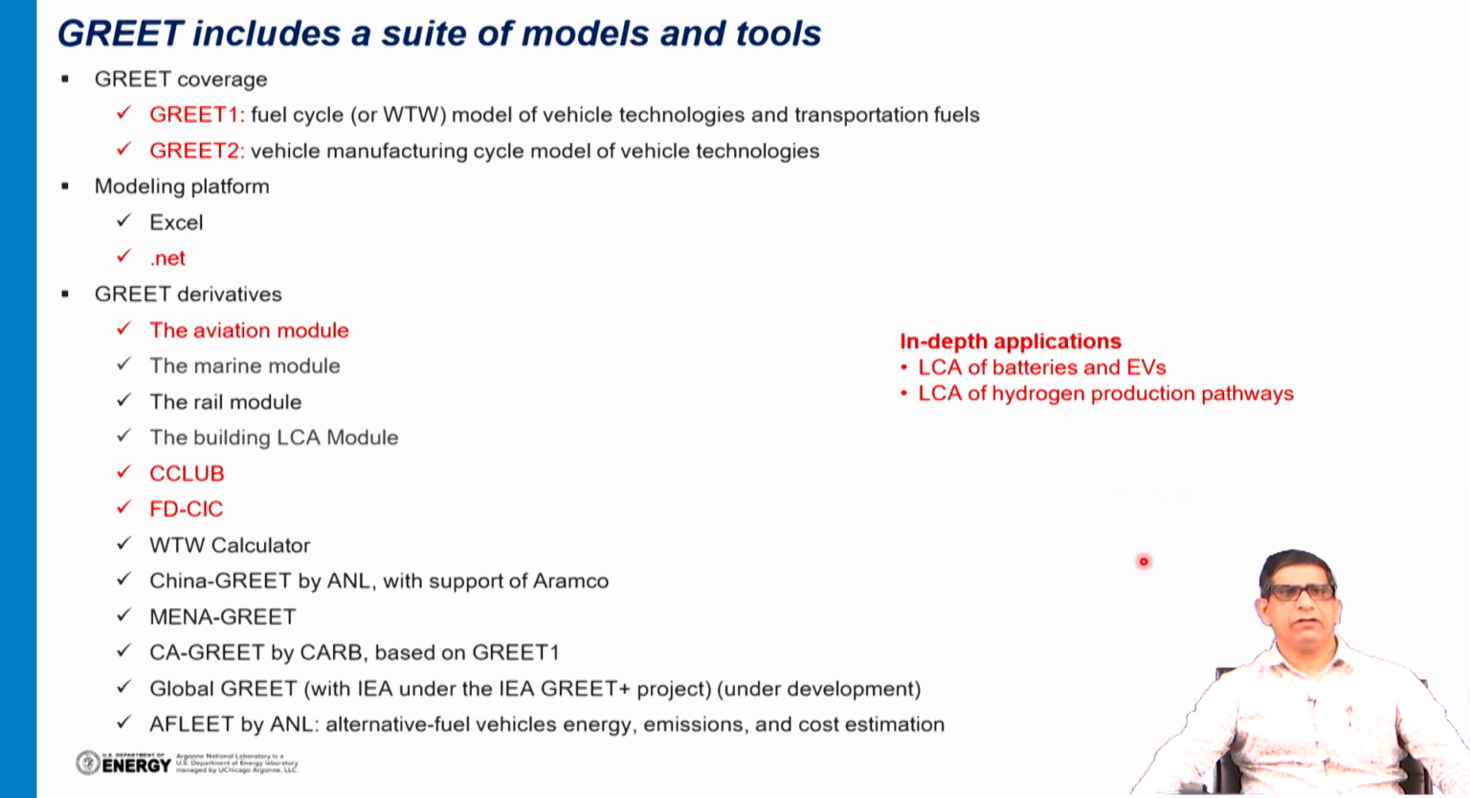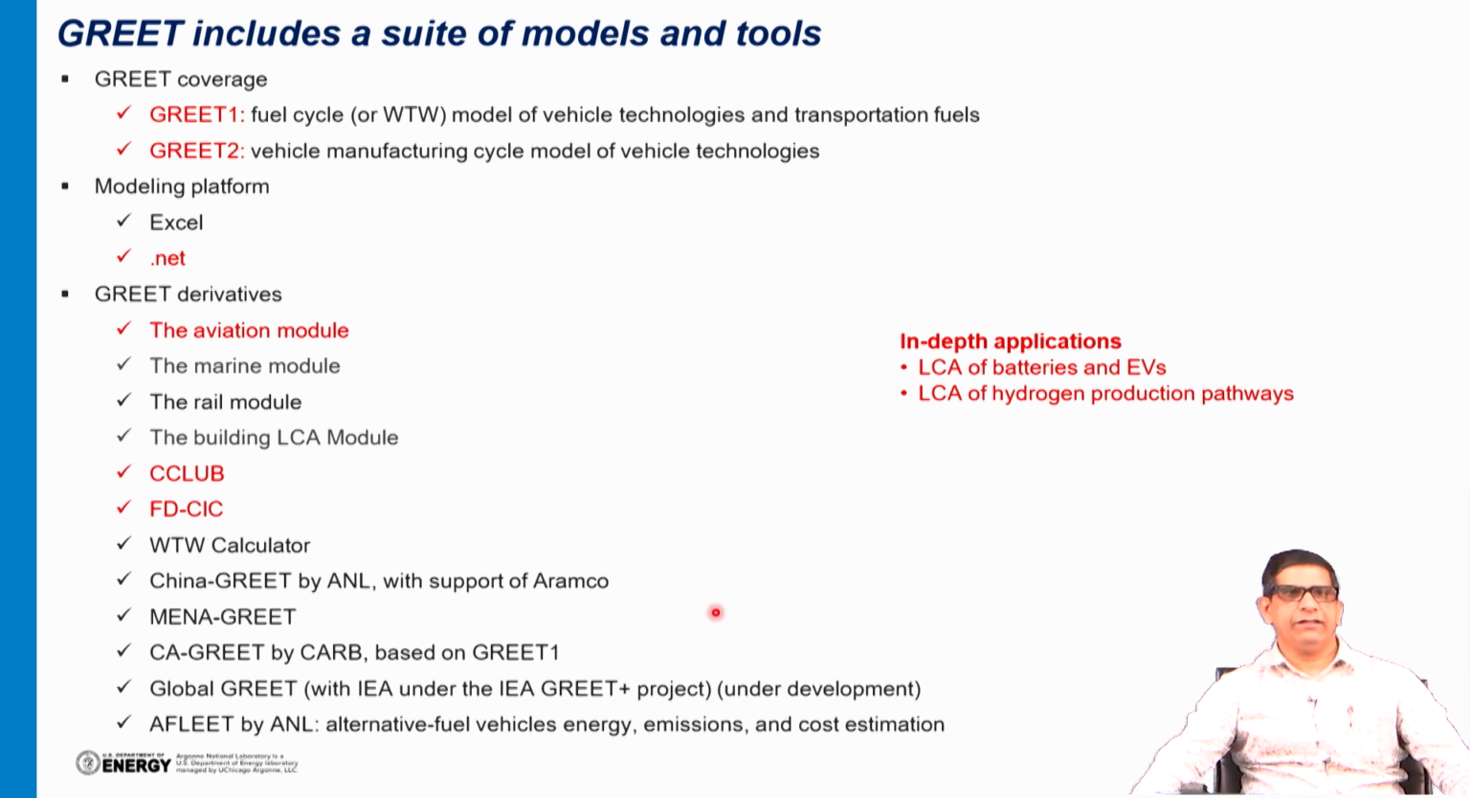If you go on their website, a link to which was provided earlier on a slide, you can look at the fuel cycle, which is GREET 1, a well to wheel model of vehicle technologies and transport fuel. Then GREET 2, which is the vehicle manufacturing cycle as well. There are in-depth applications for LCA of batteries and EVs, and LCA of hydrogen production pathways. There are derivatives as well. They have the aviation modules, marine modules, rail, how to build the building LCA module, then well to wheel calculators.